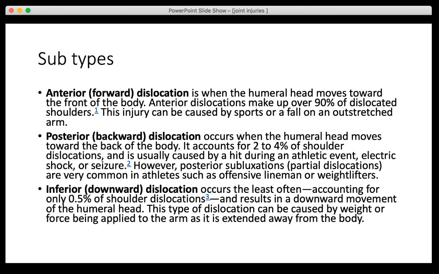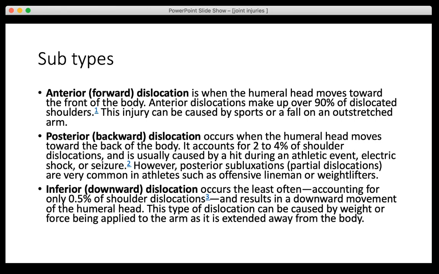And these dislocations are also of three types, depending on how your humerus bone has been dislocated. The first one is anterior dislocation, when the humeral head moves towards the front of your body, and 90% of dislocated shoulders are of this type. This injury is caused by a fall or overstretching of your arm, the anterior, or we can say forward dislocation. The second one is posterior, backward dislocation, and it is not so common. It is just 4 to 5% chances.